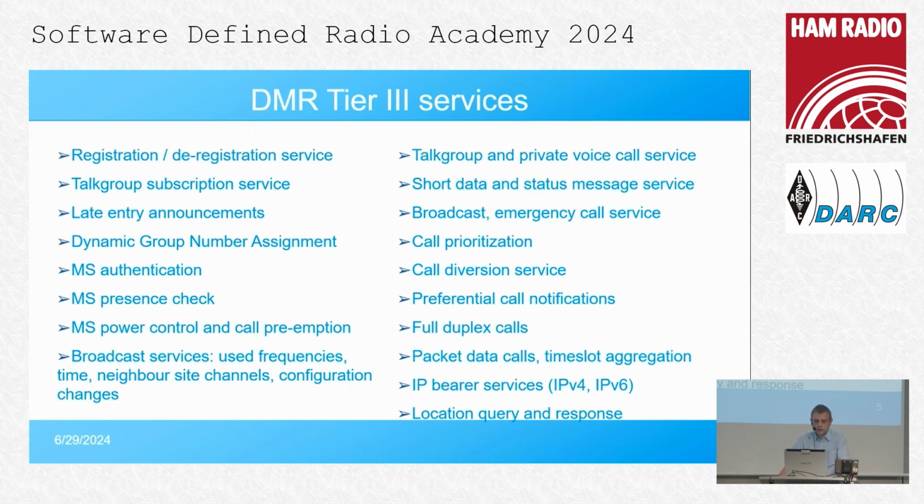Additional things are radio presence check, radio power control, and call preemption for transmit interrupt, and also there are some broadcast services. Things like announcements. The trunking controller will announce used frequencies, neighbor site channels, and any configuration changes which might be happening during the operation.